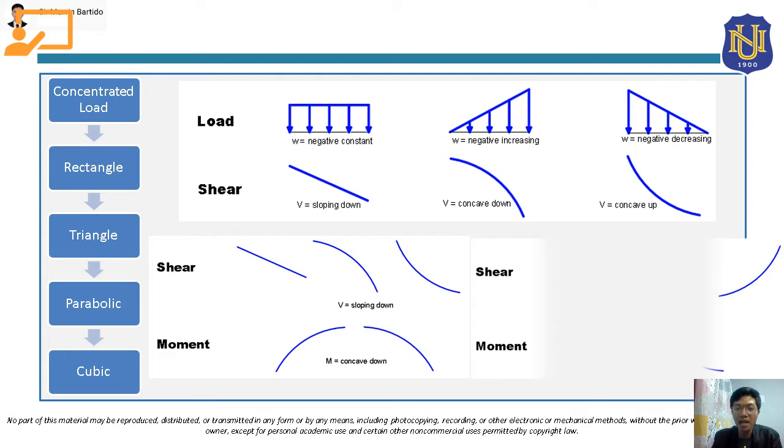And if the shear is sloping up, or going up from left to right, so these are shears that are sloping up. This is sloping up, this is sloping up, this is sloping up, from left to right. For this moment, it will be a happy moment if the shear is sloping upward. Therefore, the moment should be concave upward. So again, take note of these relationships and rules.